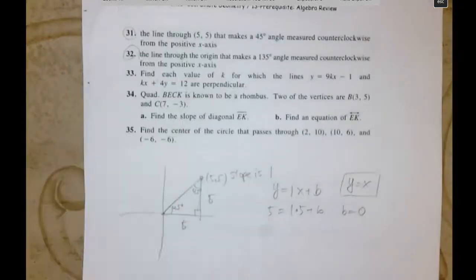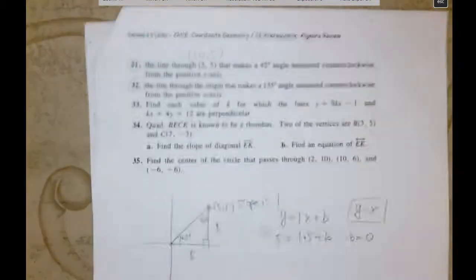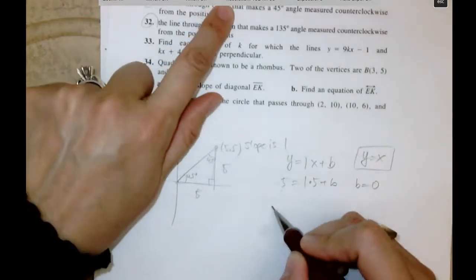Okay, and this one. Let's try this with 10 and 5 instead of 5 and 5. Then you have to put the 5 in y.